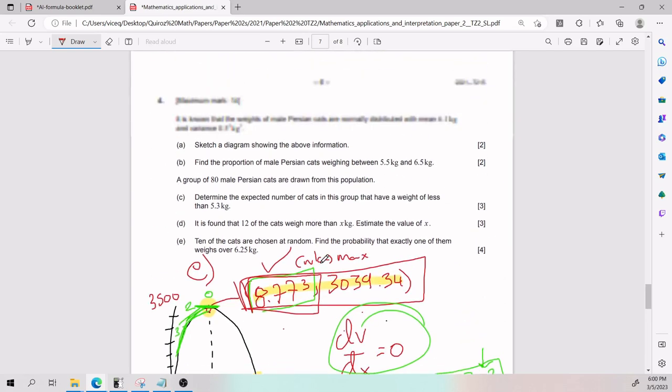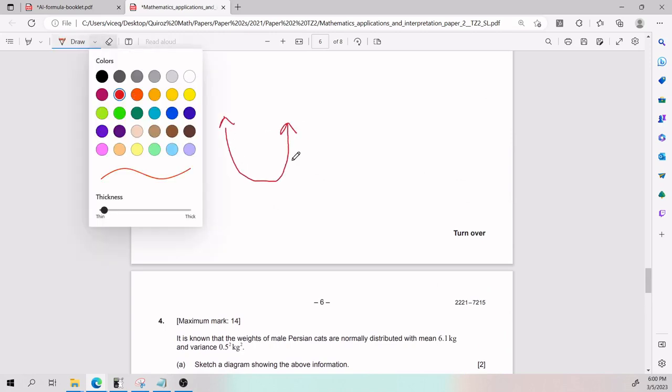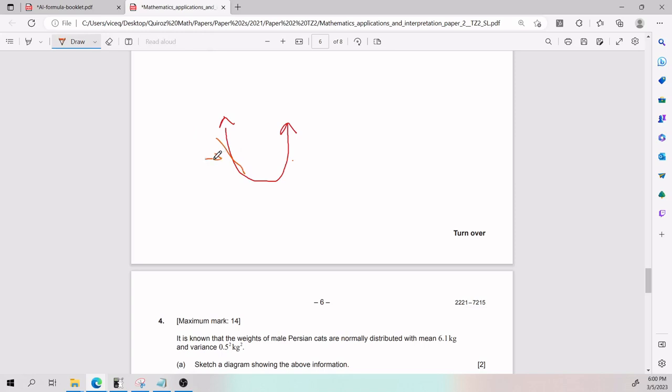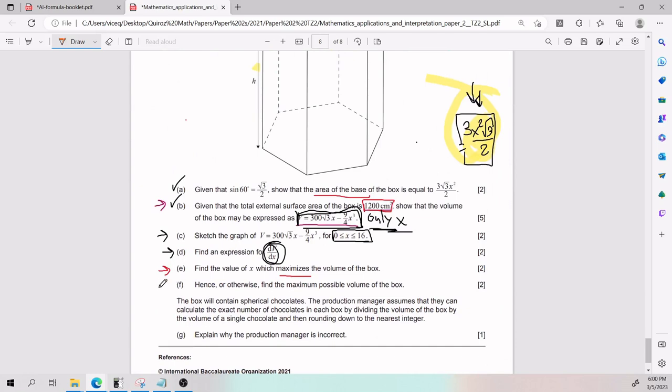If you ever have to find the minimum, this is no different. At the minimum, if you look at the slopes, this has a slope of negative, I don't know, 3. This has a slope of negative 1, and this has a slope of 0. So at either max or min, your derivative, in this case dV/dx, has to equal 0. Rule of thumb, if you have the slope equal to 0, you're going to find the x value of your max or minimum. Awesome. So that is for part E. For part F, hence or otherwise, find the maximum possible volume of the box.